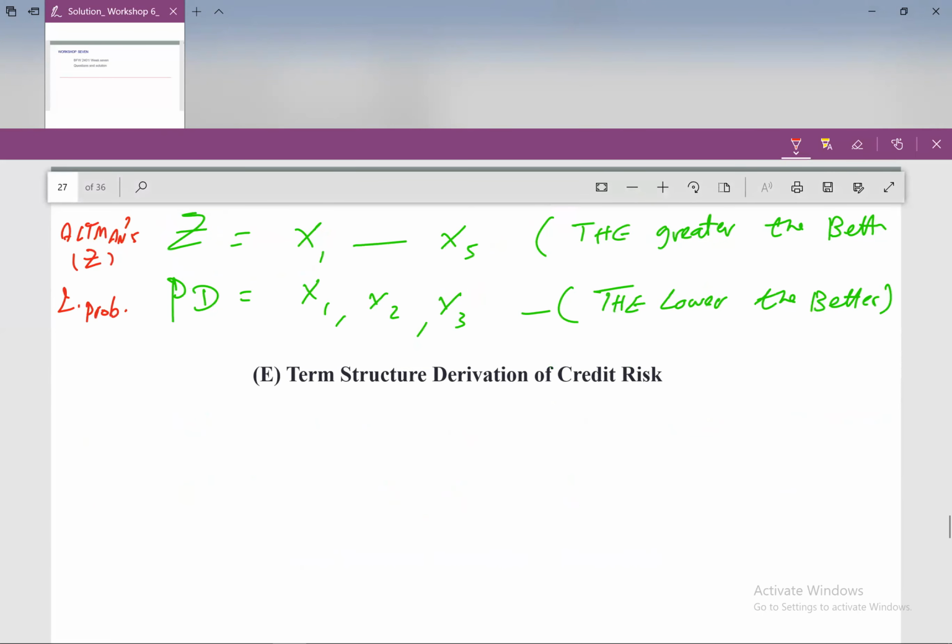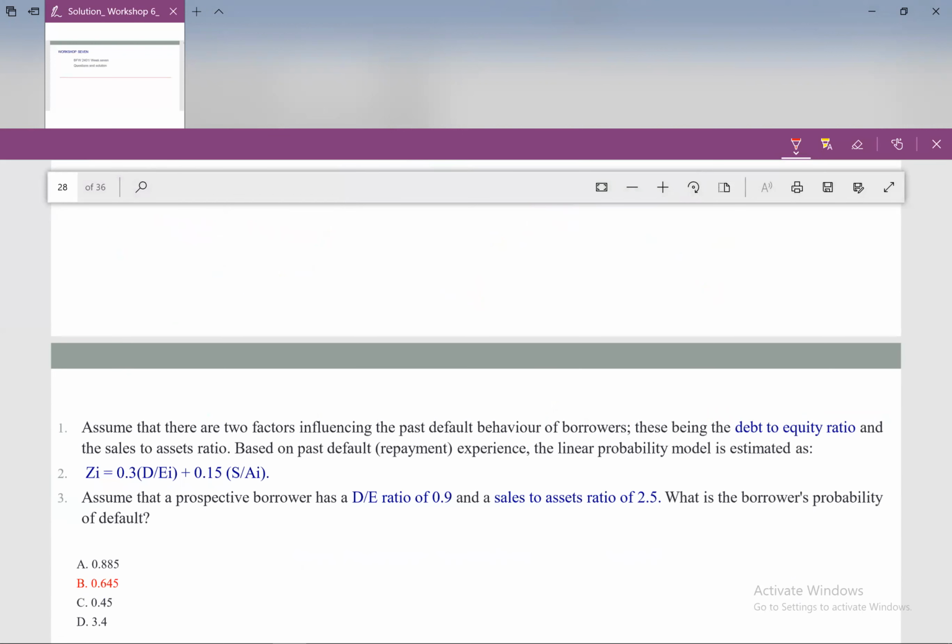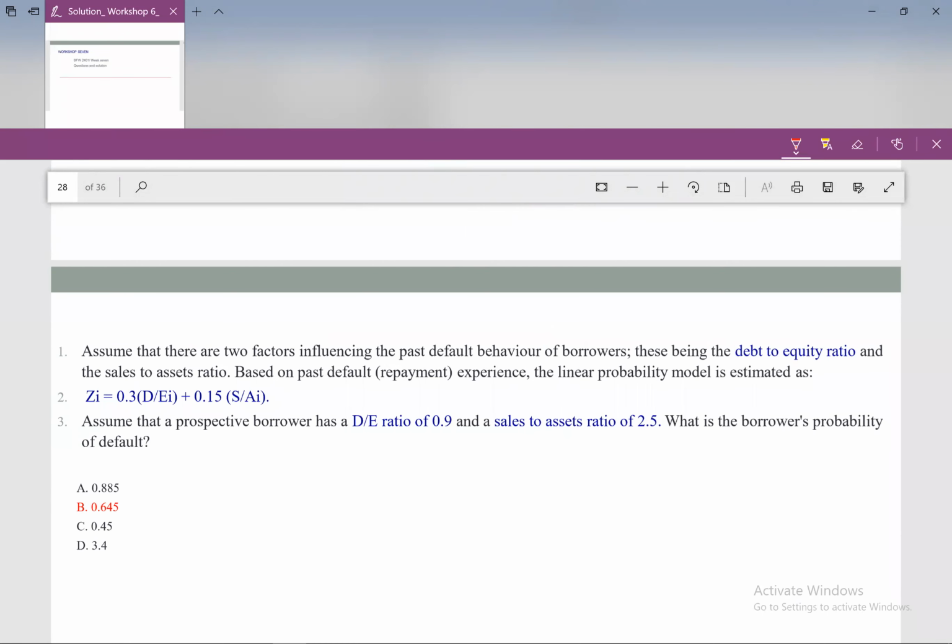Okay. Now, term structure. Any other question before I move from here? No, sir.